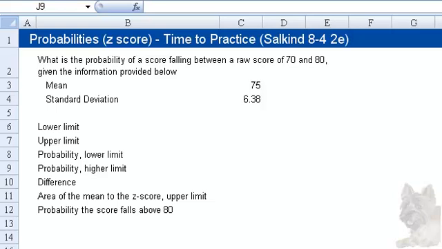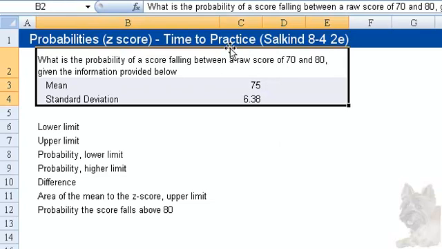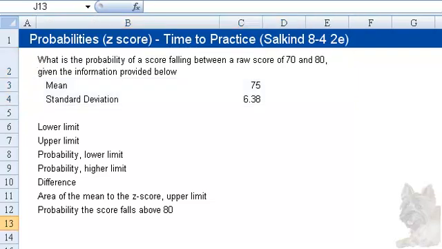Let's take a look at this problem which deals with probabilities and z-scores. The problem is given in this area of your screen. What is the probability of a score falling between a raw score of 70 and 80 given the information provided below? And they give us a mean of 75 and a standard deviation of 6.38.